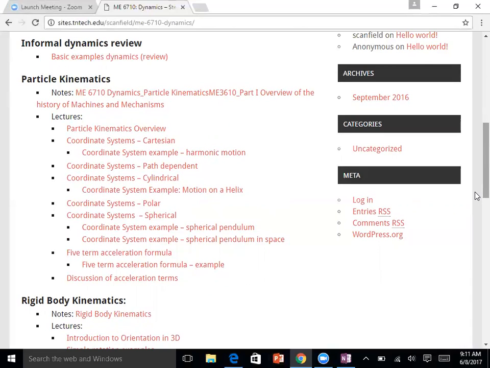Number 2, watch the lectures under particle kinematics. I'm estimating that that's about an hour and a half of lecture time. Go through it at a high level, and then we'll have it for discussion. And then we can do a discussion when we get back together. And then the third is your homework.